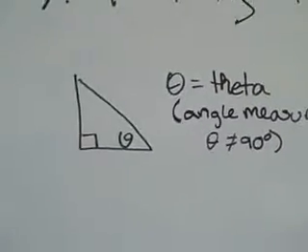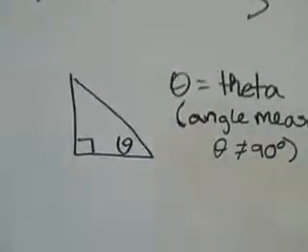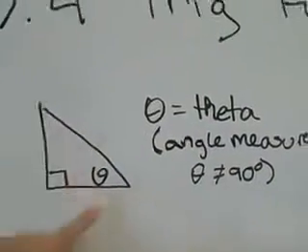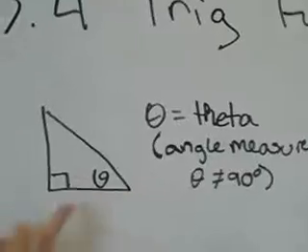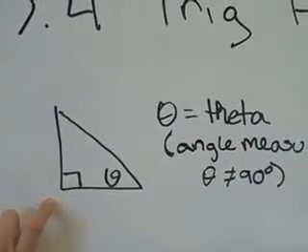So if you're looking at our triangle, theta can either be this top angle or the bottom angle, but theta can never be our right angle.